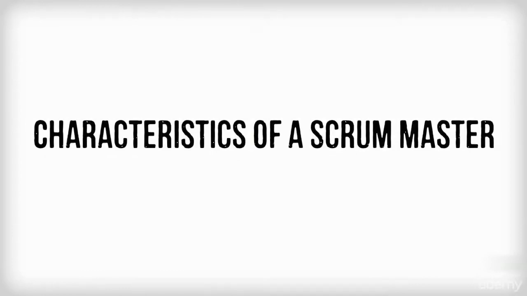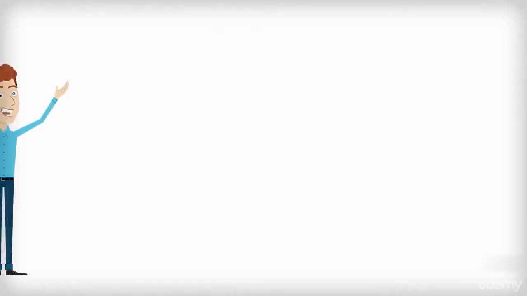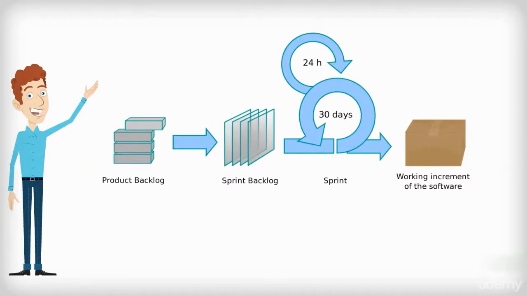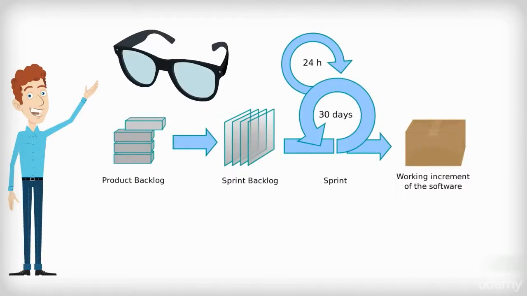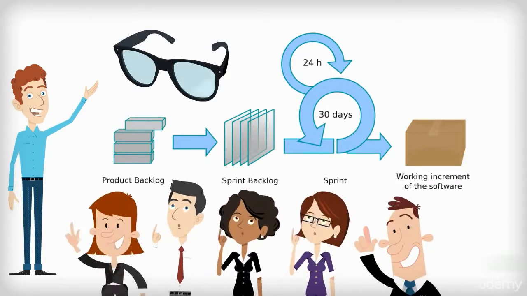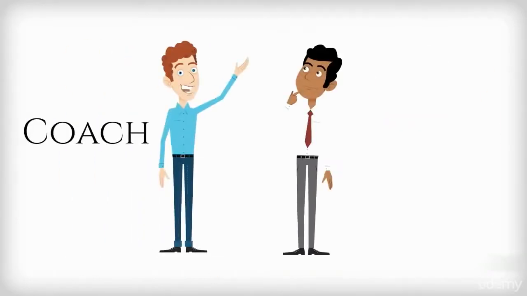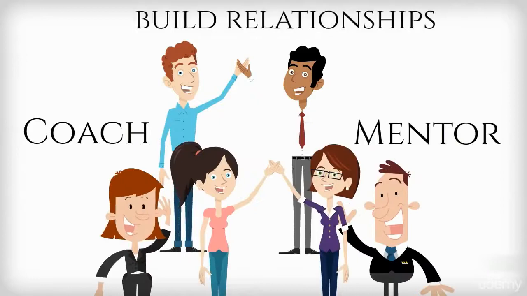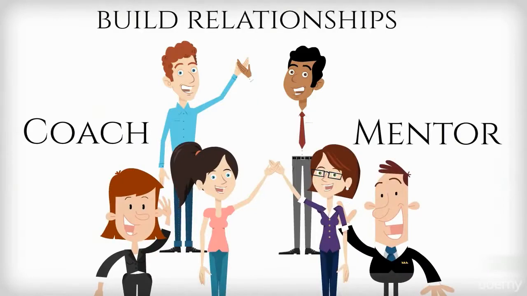Characteristics of a Scrum Master. A Scrum Master should understand the rules of Scrum to an expert level. This means that anyone in the organization and any stakeholder should be able to rely on the Scrum Master for advice on the framework. It requires the ability to coach, mentor, and build relationships with people at all levels of business. The role often requires a great deal of confidence and strength.